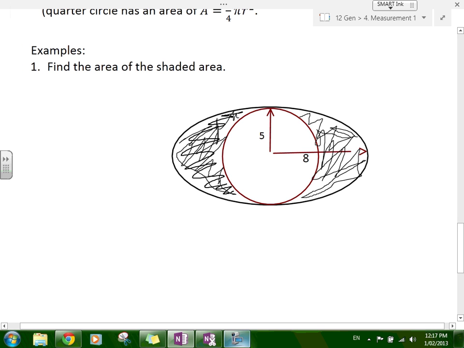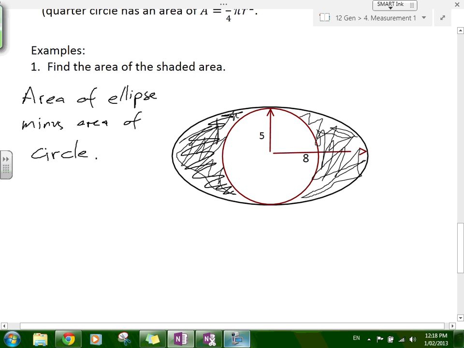Any question like this is a difference question. It's total area of the ellipse minus area of the circle. So how do we find the area of the ellipse? What do we need? We need the semi-major axis multiplied by the semi-minor axis multiplied by pi. So this is going to be pi times 5 times 8 minus, what's the area of the circle? Pi r squared. So it's going to be pi times 5 squared.